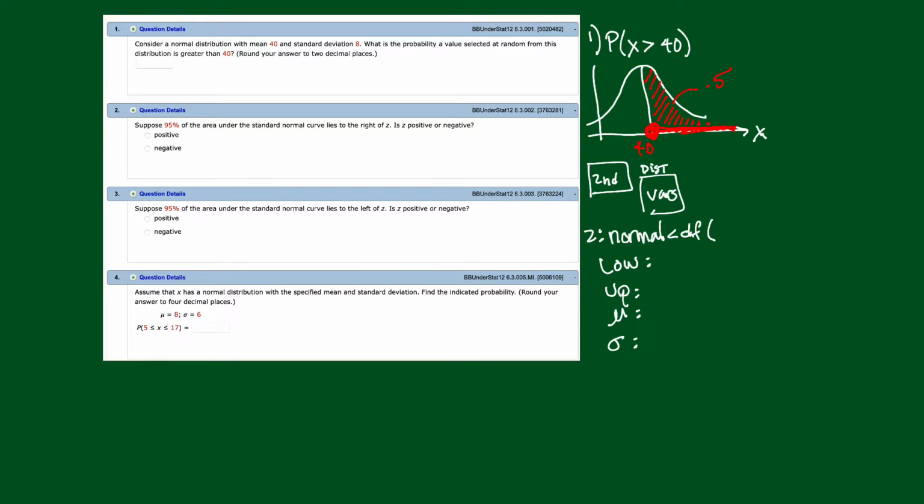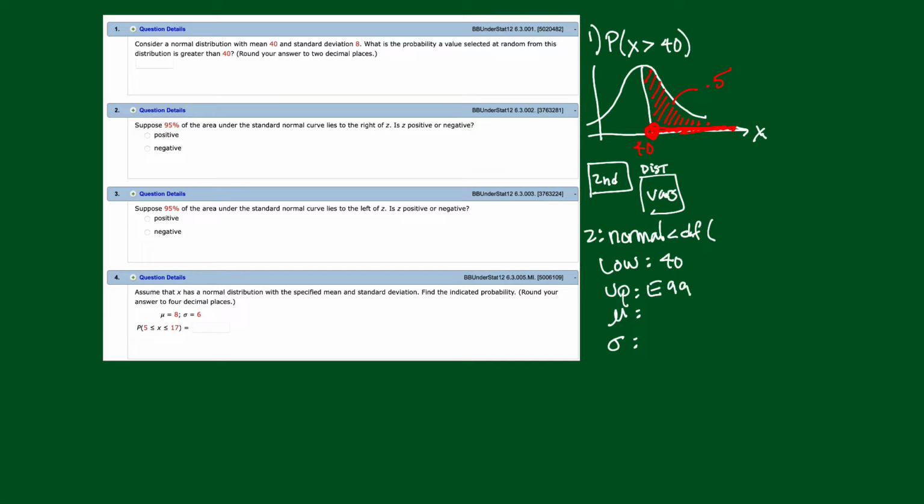Now, what's the lower bound here? What are we going to put for lower? Well, I come over here to my problem, and what do we want? We want greater than 40. I wrote that down over here, and I have a picture that shows me exactly what I want. So my lower bound here is 40, so I type in a 40. Now, what's the upper bound? I can see on my picture that this goes out to infinity, right? So I have to get that infinity in there, and I can do that by typing the E99.